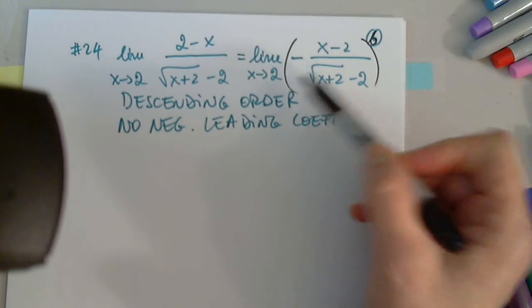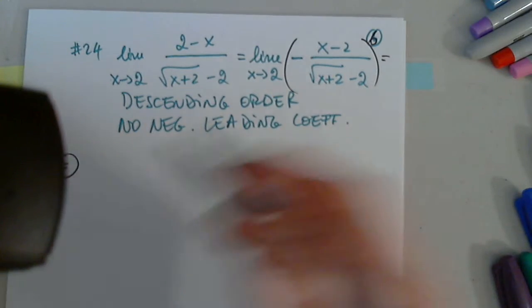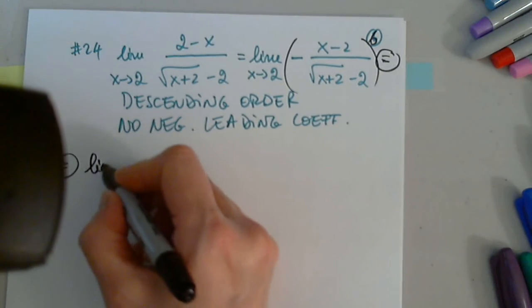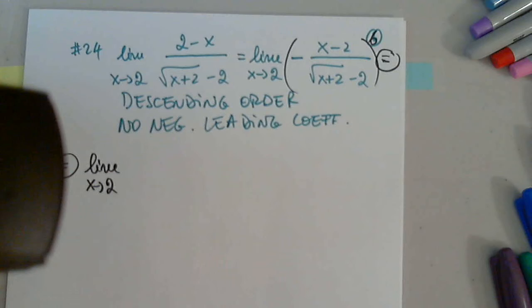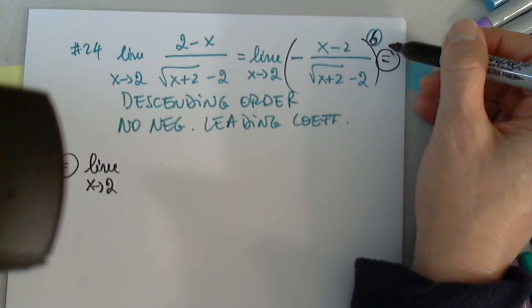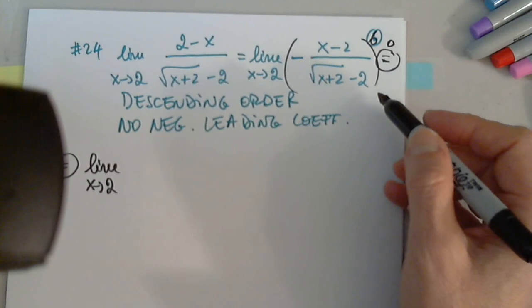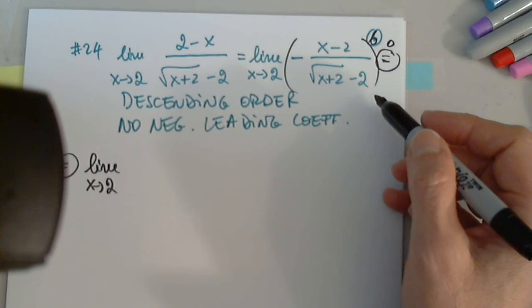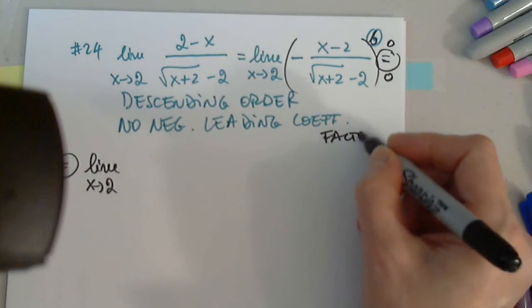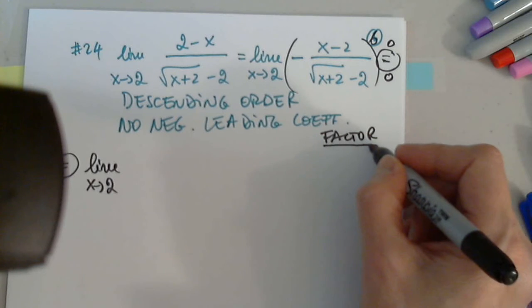Okay, so what do we do next? Mickey? What is our next step? So you plug in 2. Yes. So the top goes to? It goes to 0. Great job. The bottom goes to? 0. Right. Which factor do we know we have to get rid of?